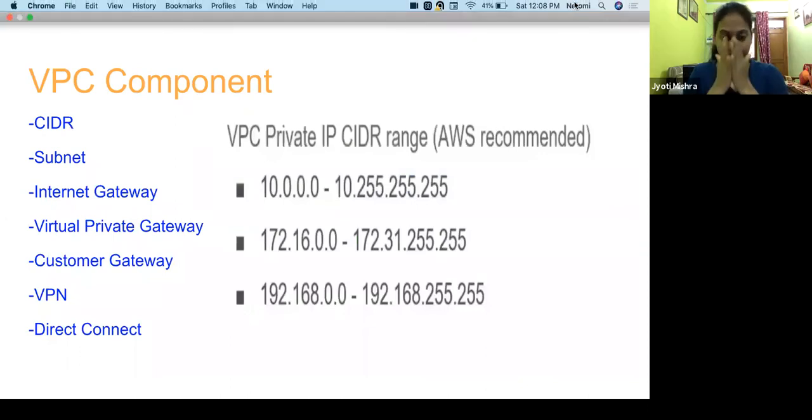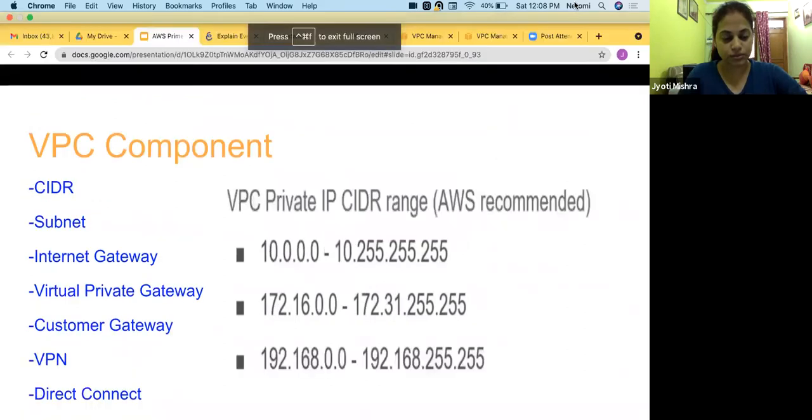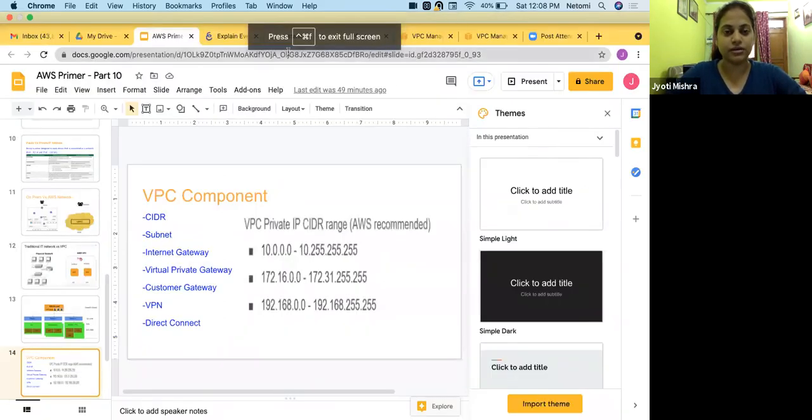Okay, yeah, we have time. So let's go to the next topic, which is your VPC. So first, let me show you what exactly a VPC is in AWS. We study a lot of theory.